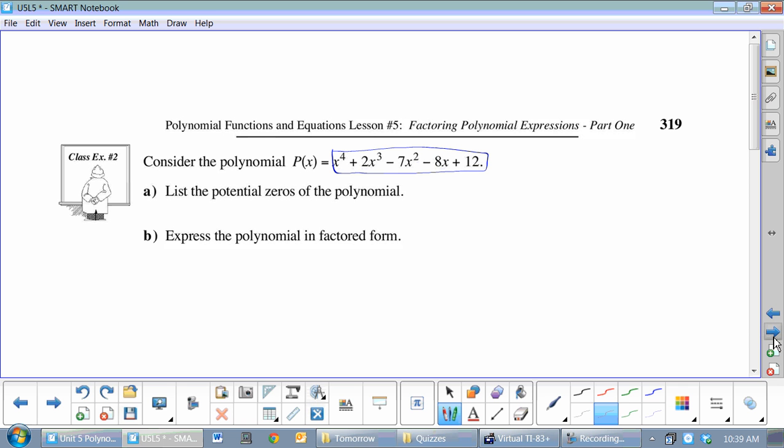Now, this is the number we look for. Now, what are all of the factors, or potential zeros, of 12? What are they? List them off. 1, 2, 3, 6. Am I missing one? 4, 6, 12. And then go like this. Now, it says, express the polynomial in factored form. So I need to factor this. And I'm going to get 4 factors.